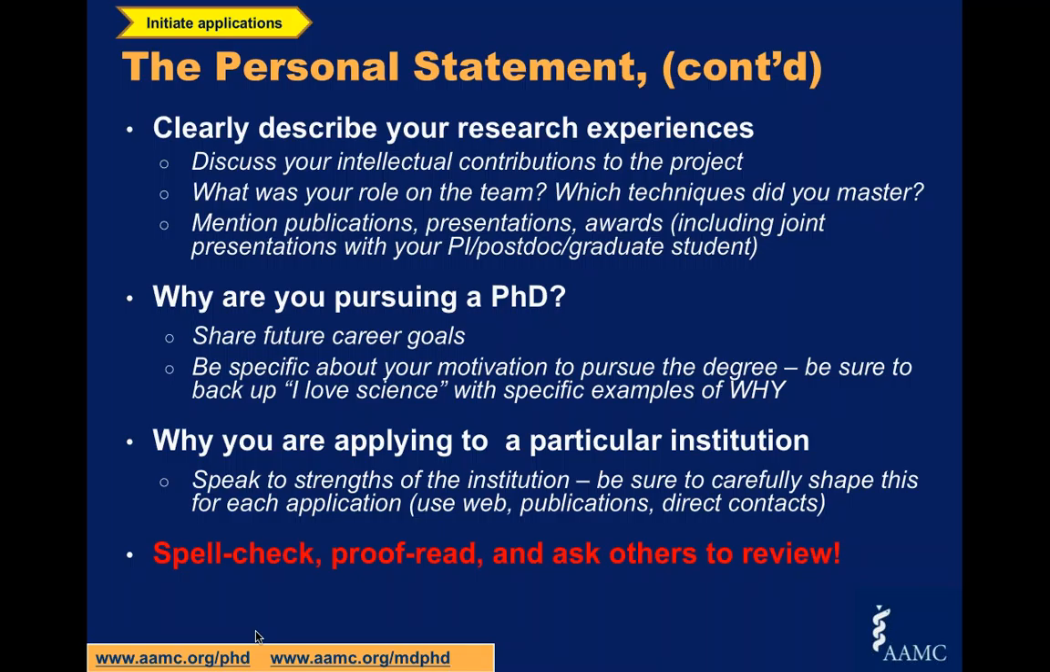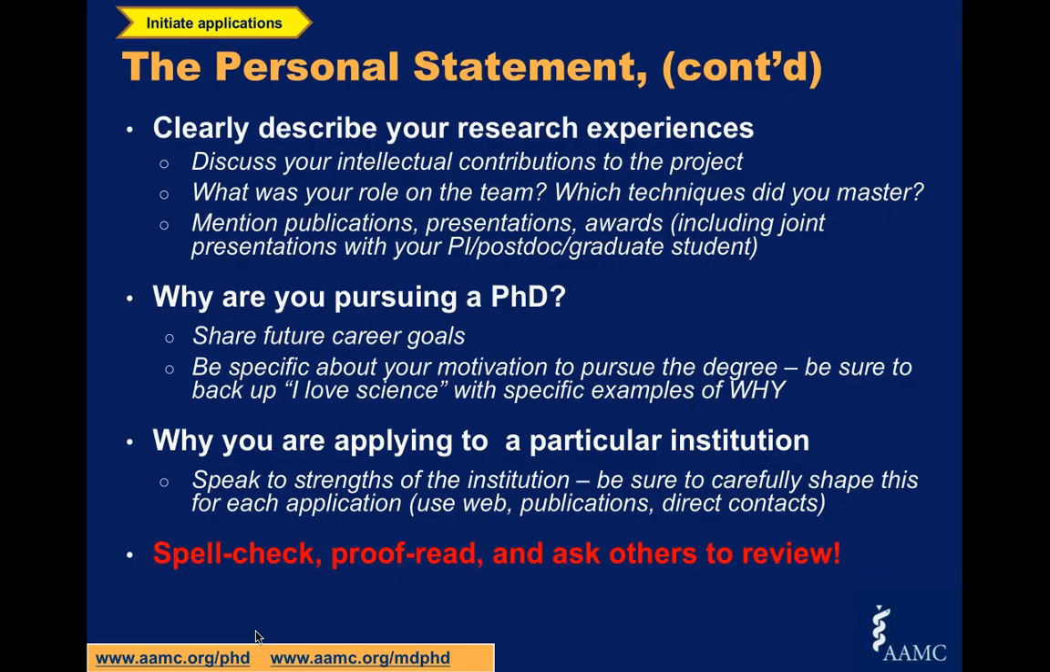And finally, you can mention, it's not absolutely necessary, but it does add a dimension to your application: why are you applying to this particular institution? People might speak of the research strengths of an institution. They may speak about the ranking of an institution. They may speak of particular faculty. But it does show an additional investment of time and motivation when an applicant talks about a particular institution.